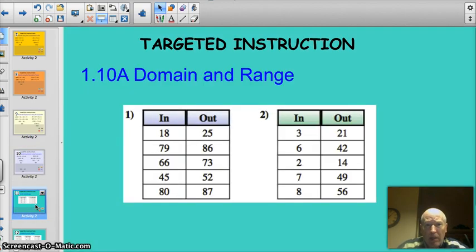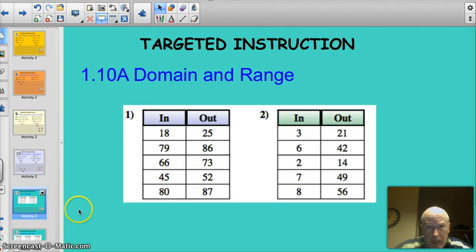The next one is 1.10a, domain and range. Go ahead and see if you can identify what the domain of example 1 and 2 are. Go ahead, pause it. All right, now see if you can tell me what the range is for both examples 1 and 2.